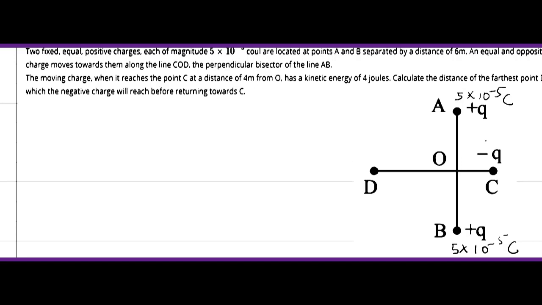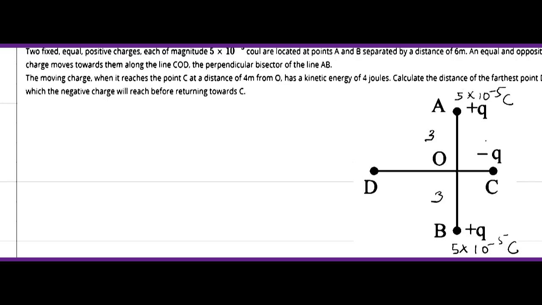So what does the question say? That this opposite charge moves towards them along the line COD, the perpendicular bisector of AB. Bisector means the distance between these two positive charges was 6 meters and it is cutting half. So the distance from O to A is 3 meters and from O to B is also 3 meters. Now the moving charge, when it reaches the point C at a distance of 4 meters from O.